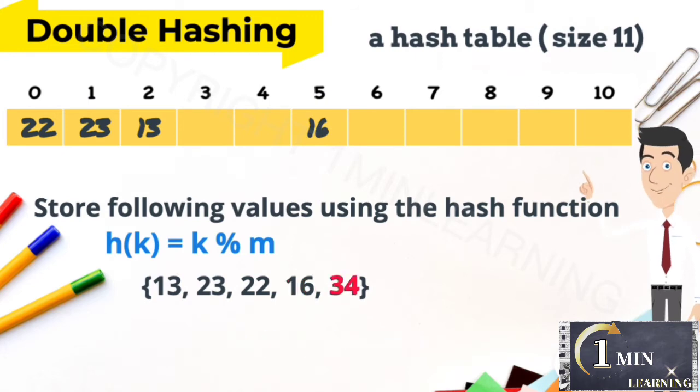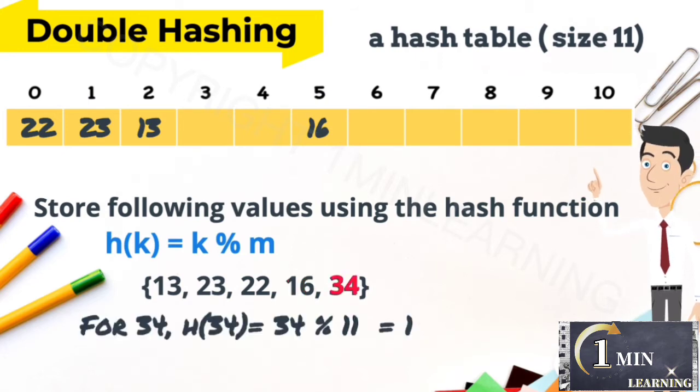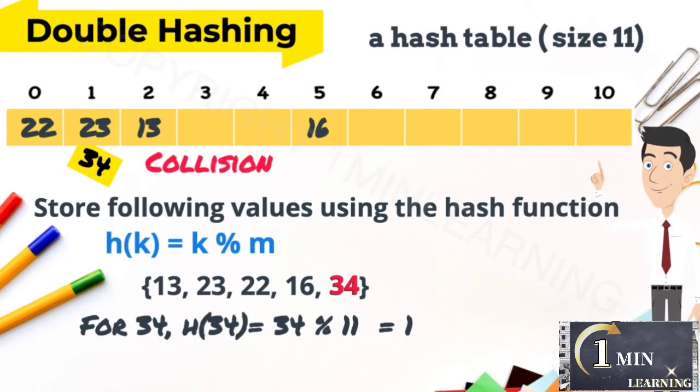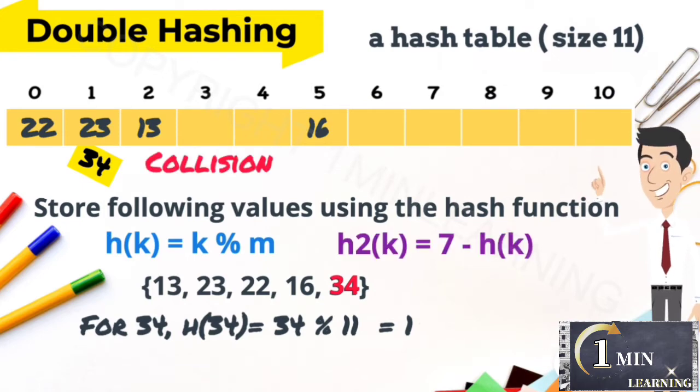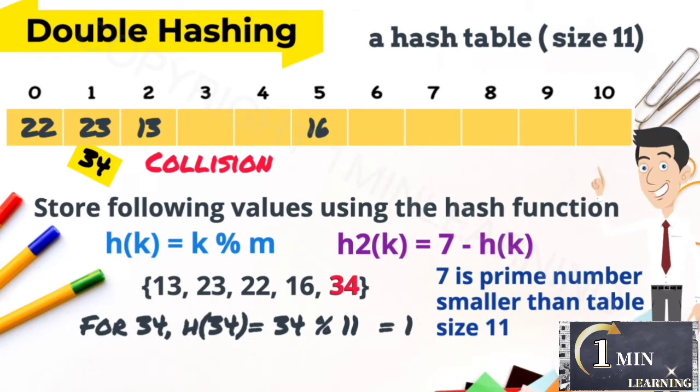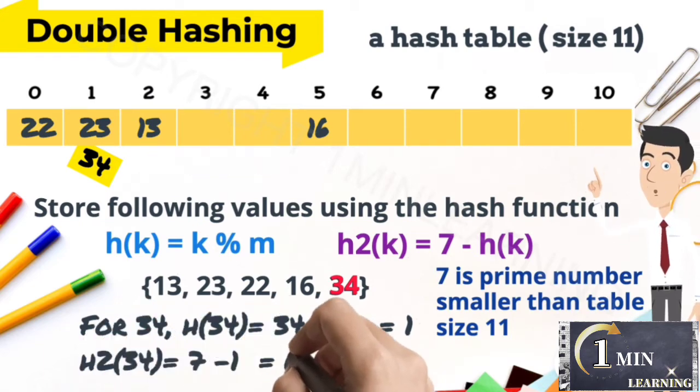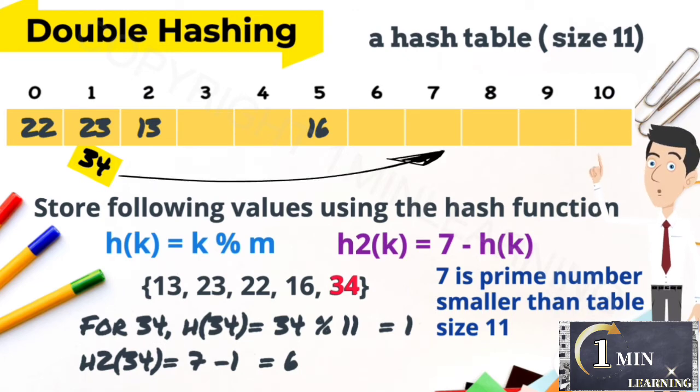For 34, it's supposed to be stored at index 1. There is a collision. We apply a second hash function h2(k) = 7 - (k mod 7), where 7 is a prime number smaller than the table size 11. The second hash function returns the hash value of 6. So 34 will be stored at the 6th position from the collision. Stored in index 7.